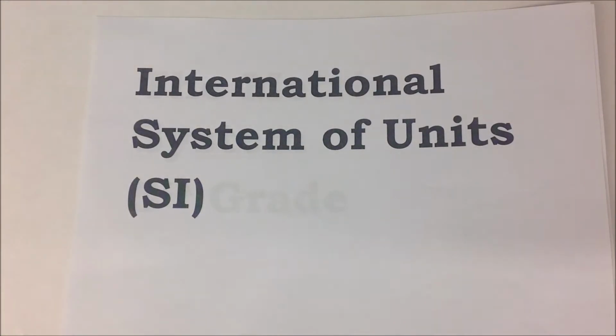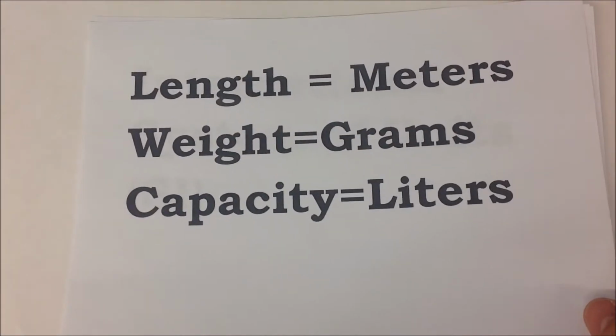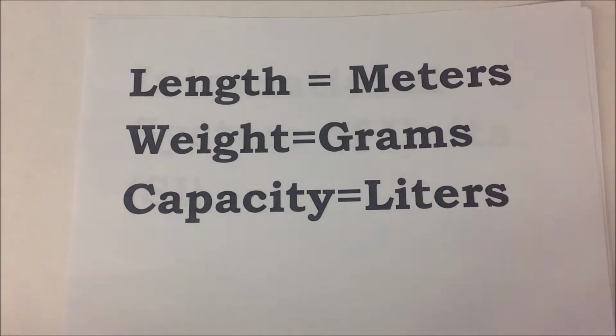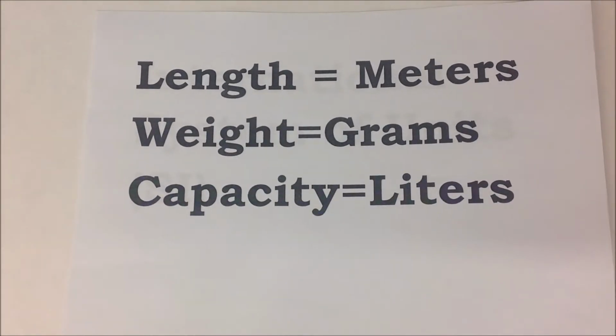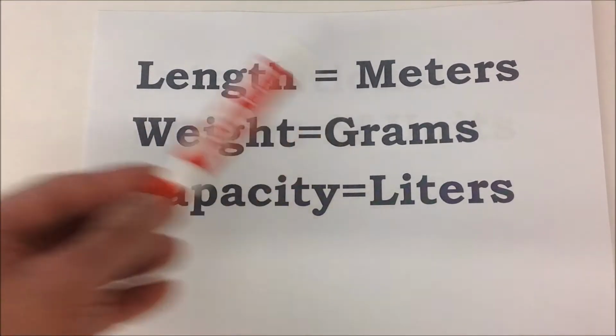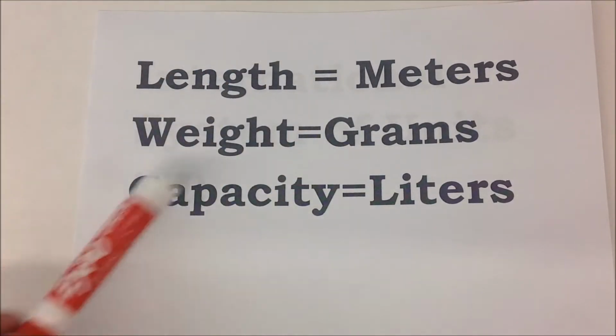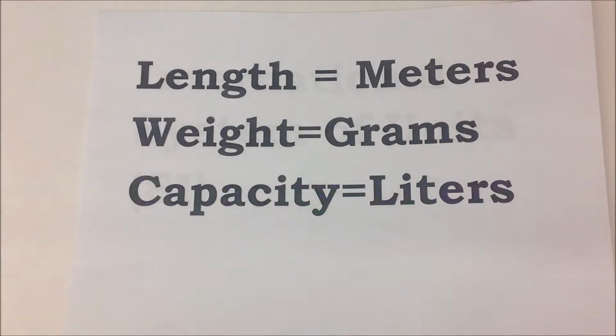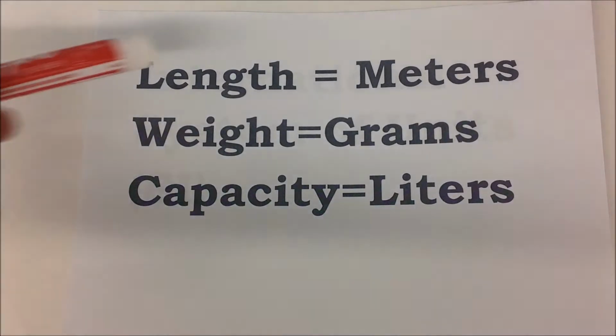So here are some of the things we'll measure. We'll measure length. And when we measure length, we use meters. Okay, and when we want to measure weight, we use grams. And when we want to measure capacity, we use liters. So these are the measurements we'll measure. Also, we can measure time. And in time, the metric system is the same as our customary system. We always use hours and seconds. So we'll just concentrate on these 3.